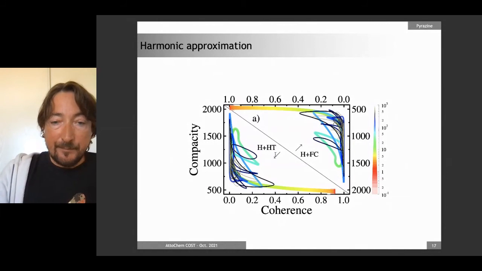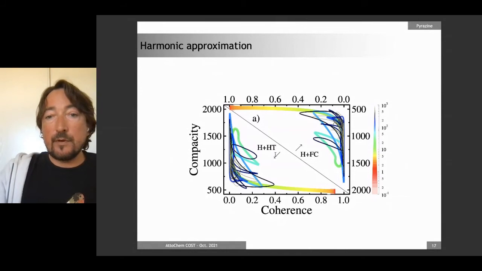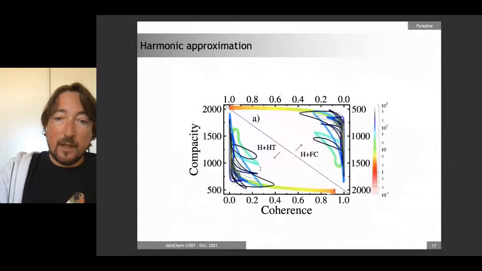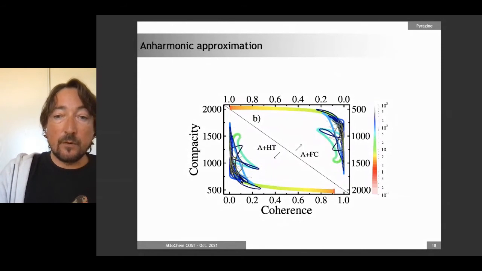So here I'm showing you a comparison over time of the coherence with the compacity for different types of approximations. So here you see harmonic and anharmonic. On the bottom left corner, Herzberg-Teller, upper right corner, Franck-Condon. So you see essentially the behavior is the same, and the conclusion is that a large coherence requires a small compacity, which is quite intuitive. We don't want the wave packet to spread too much so as to conserve coherence between the two electronic states. And this tendency is observed in all cases.